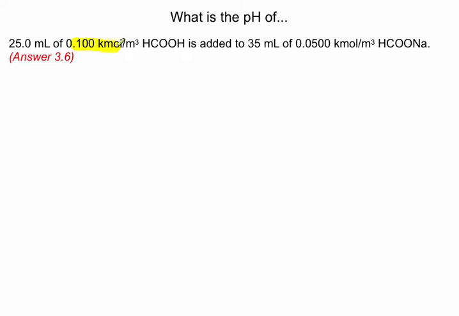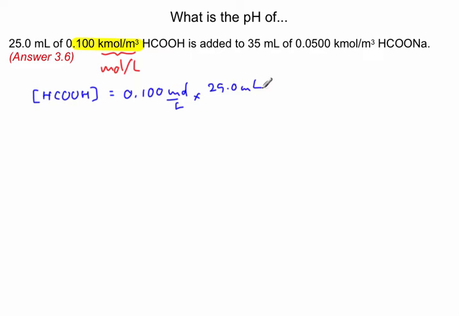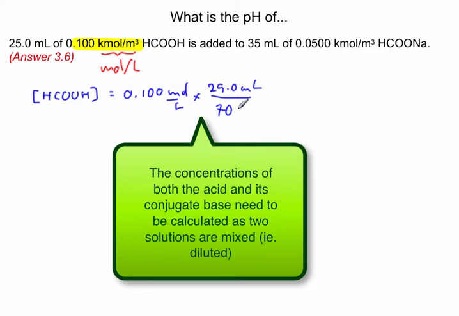In this video we're going to determine the concentration or the pH of a buffer made by mixing two different solutions. One is methanoic acid, and we have to determine the concentration of that because it's been diluted. So that's what's happening here.